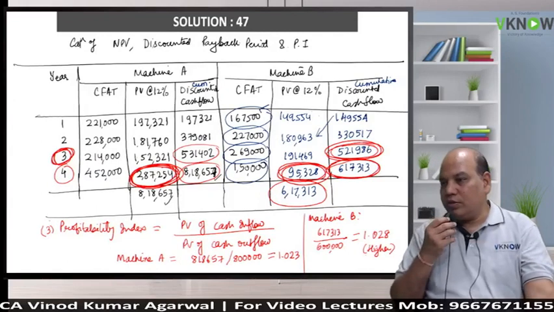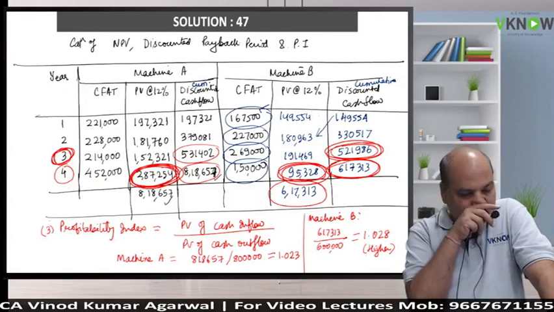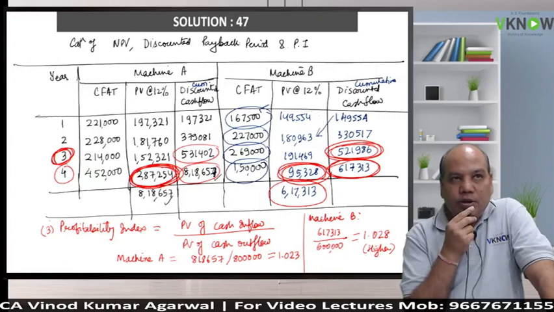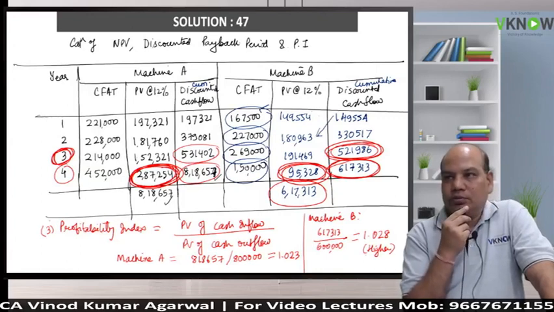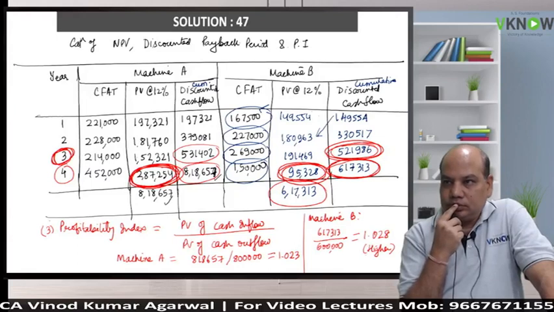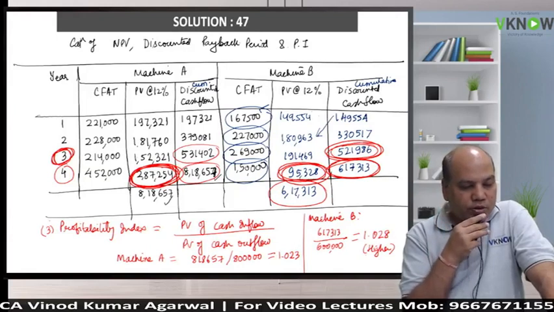So this is higher. Now again write down: on the basis of the profitability index method, machine B is selected as PI is higher.